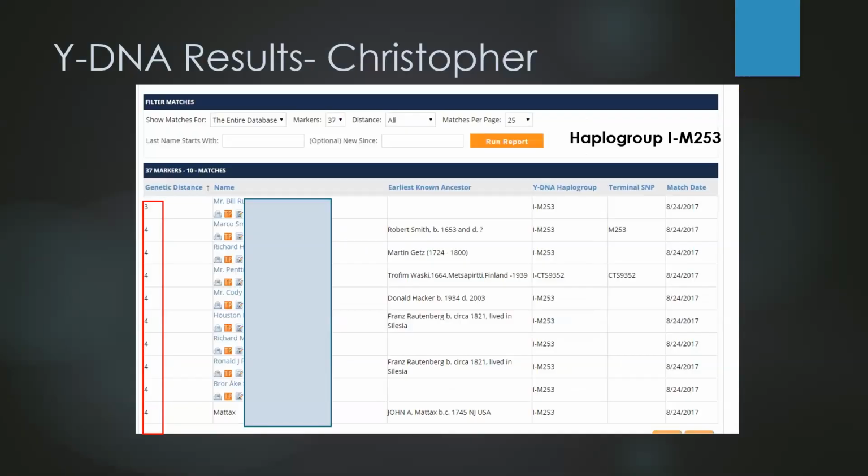So if you look at the results for Chris, what you'll find is that his closest genetic distance match is a 3. Now he took a 37 test, and this was at a point where they had his haplogroup at the IM253. Since then, some of these men have differentiated into other groups. But his closest match was a genetic distance of 3, and the other matches were genetic distance of 4. So you might look at that and be discouraged and say, you know what, I just don't think that's going to be all that relevant. But stay with it. Stay with it. You never know what you're going to find.